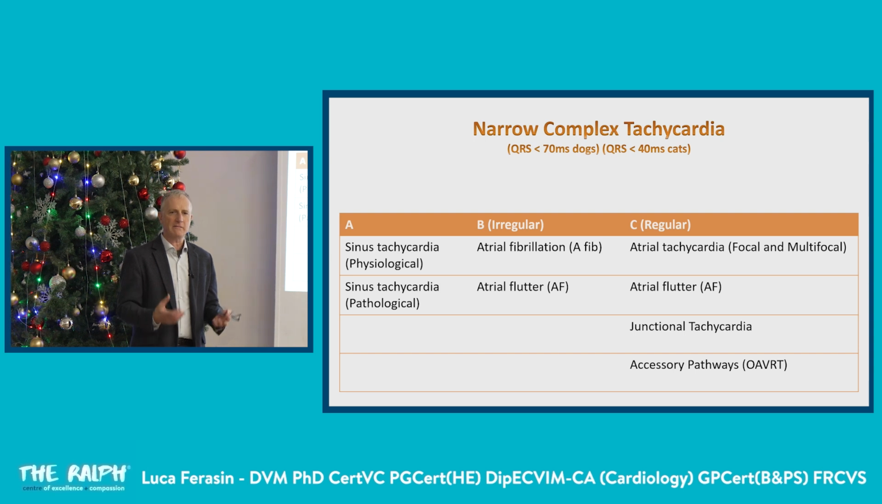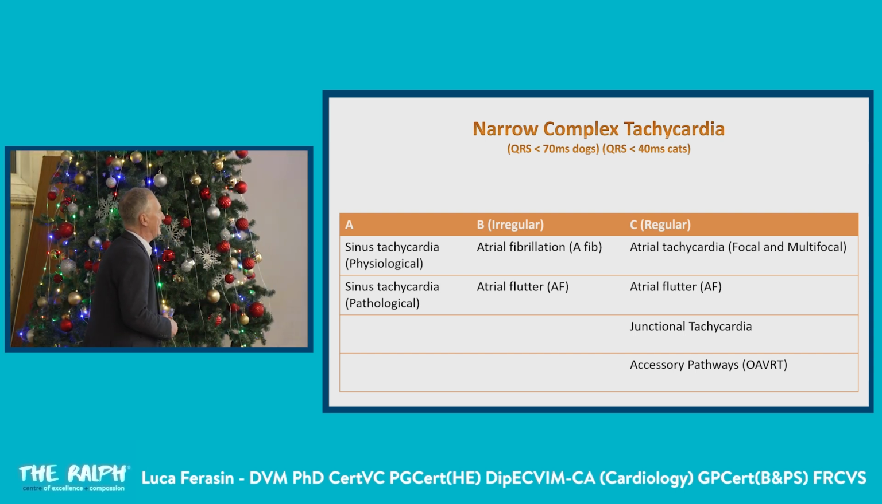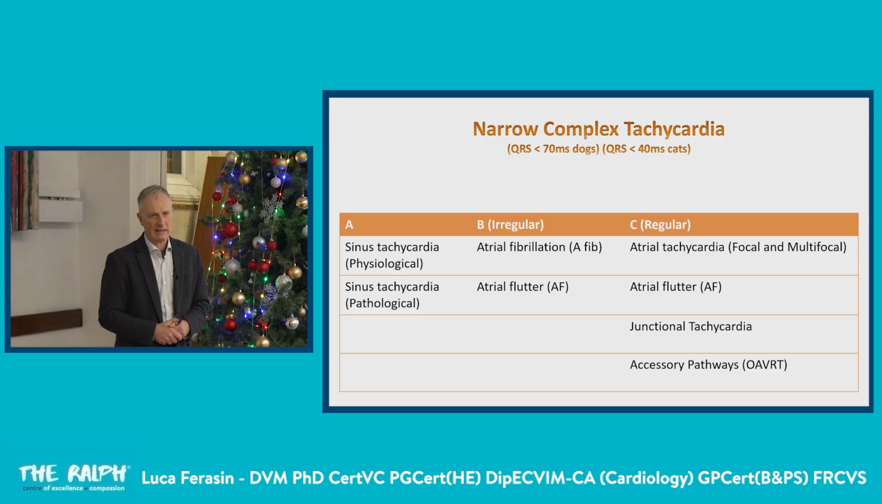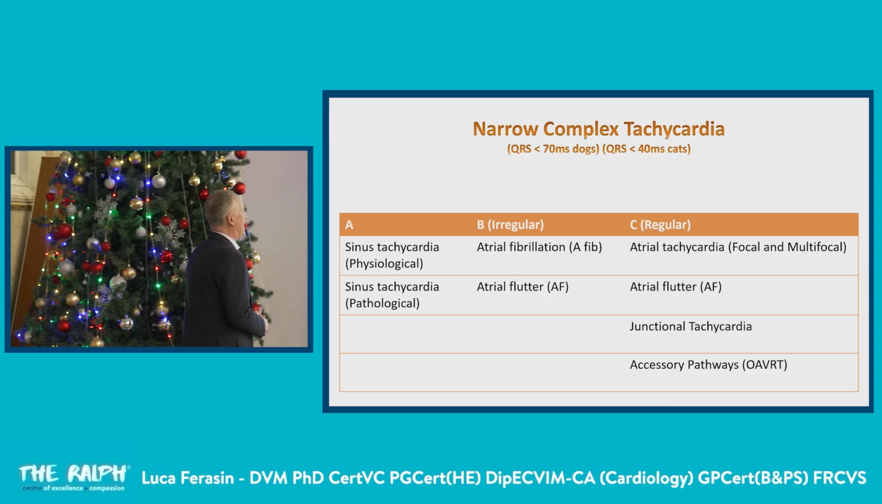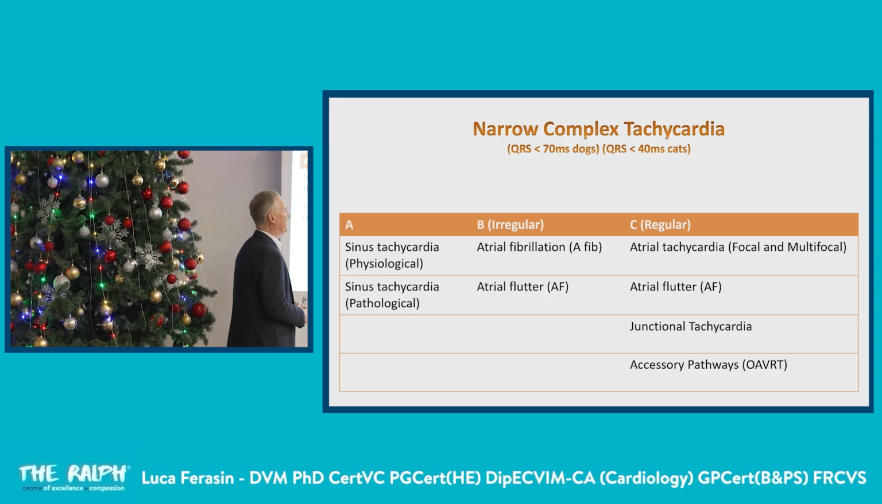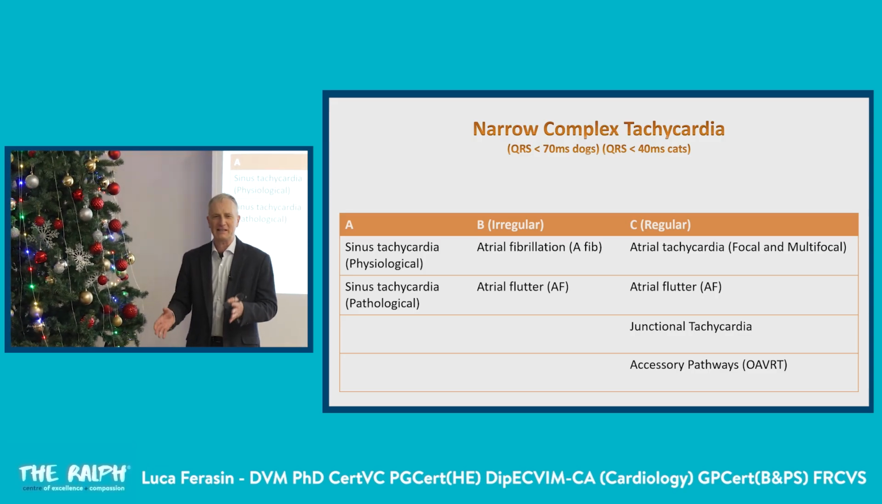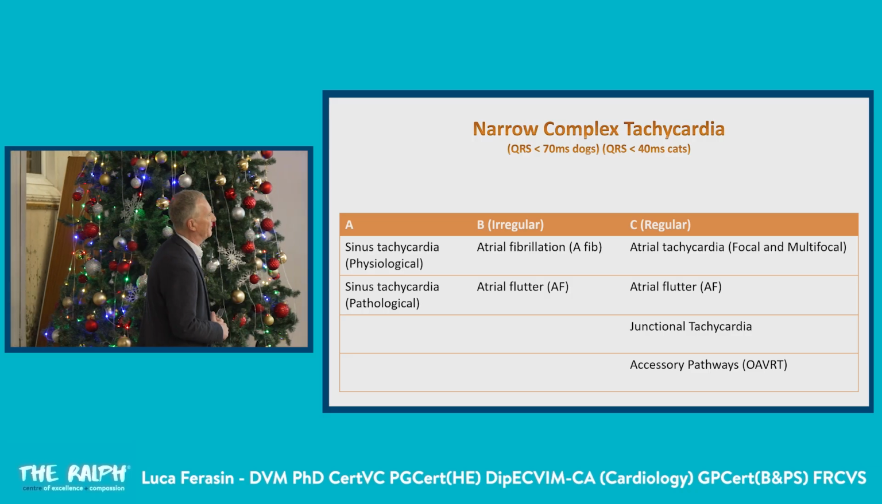And typical irregular narrow complex tachycardia is atrial fibrillation. Probably actually one of the most common arrhythmias, tachycardias we see in dogs. We can have also irregular atrial flutter, but you can see atrial flutter also comes under the regular. So it very much depends on the AV conduction. We're going to see it when we talk about atrial flutter.